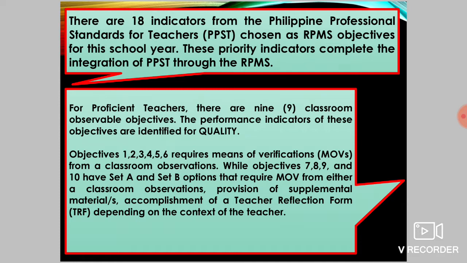So Objectives 1, 2, 3, 4, 5, and 6 require means of verification, or MOVs, from the classroom observation, while Objectives 7, 8, 9, and 10 have Set A and Set B options that require MOV from either a classroom observation, provision of supplemental materials, or accomplishment of the teacher's reflection form, TRF, depending on the context of the teacher. So, yung 7, 8, 9, and 10, pwede daw siyang classroom observation or maybe supplemental materials and teacher reflection form. That will be discussed later.